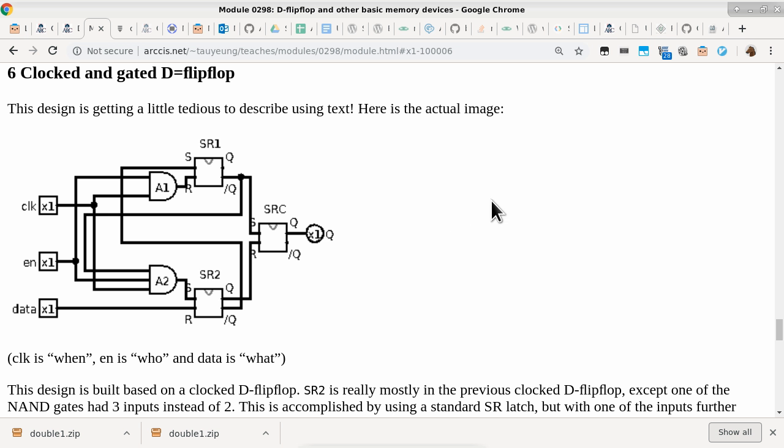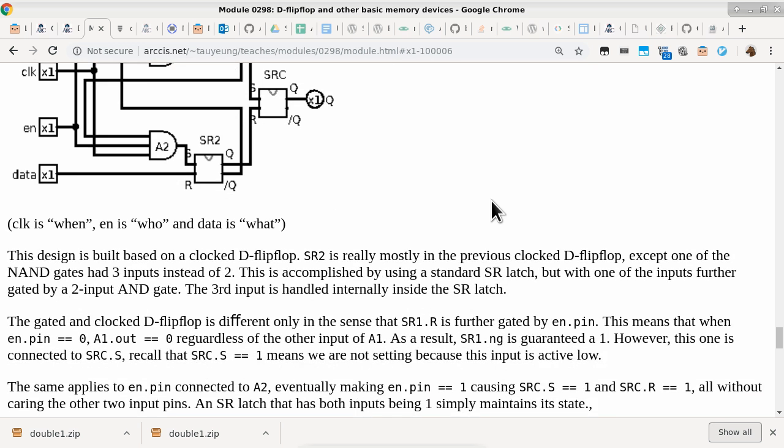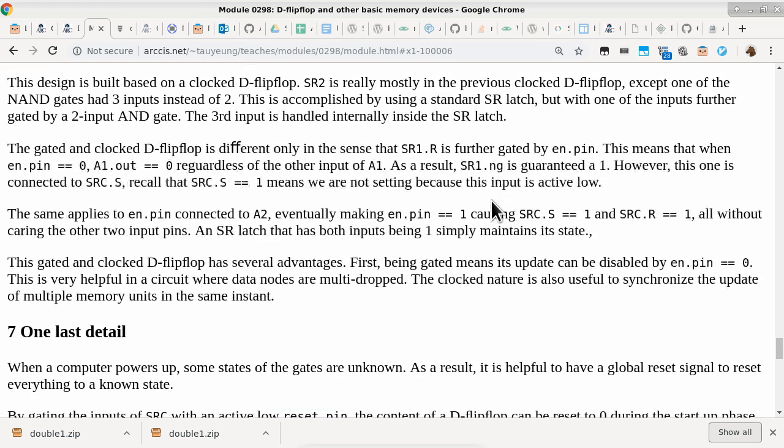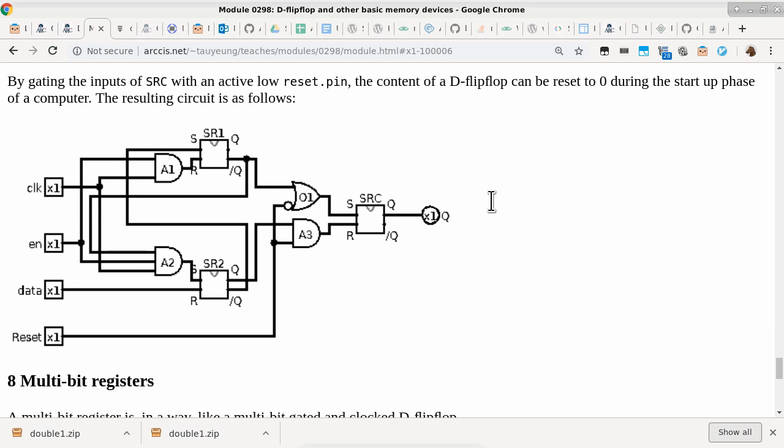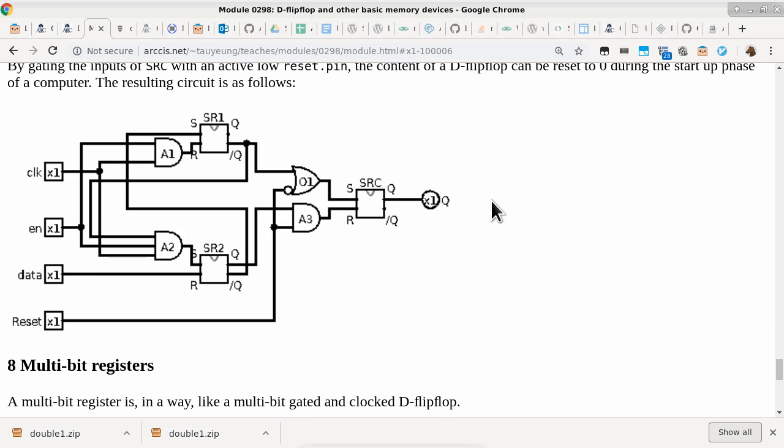All right. So assuming that it's working, let's move on to the next one. What has changed this time? How many input pins do we have this time? We got 4 input pins. So let's look at the names of those 4 input pins. We got clock, same as before. We have EN or enable, same as before. We have data, same as before. The additional pin is reset.